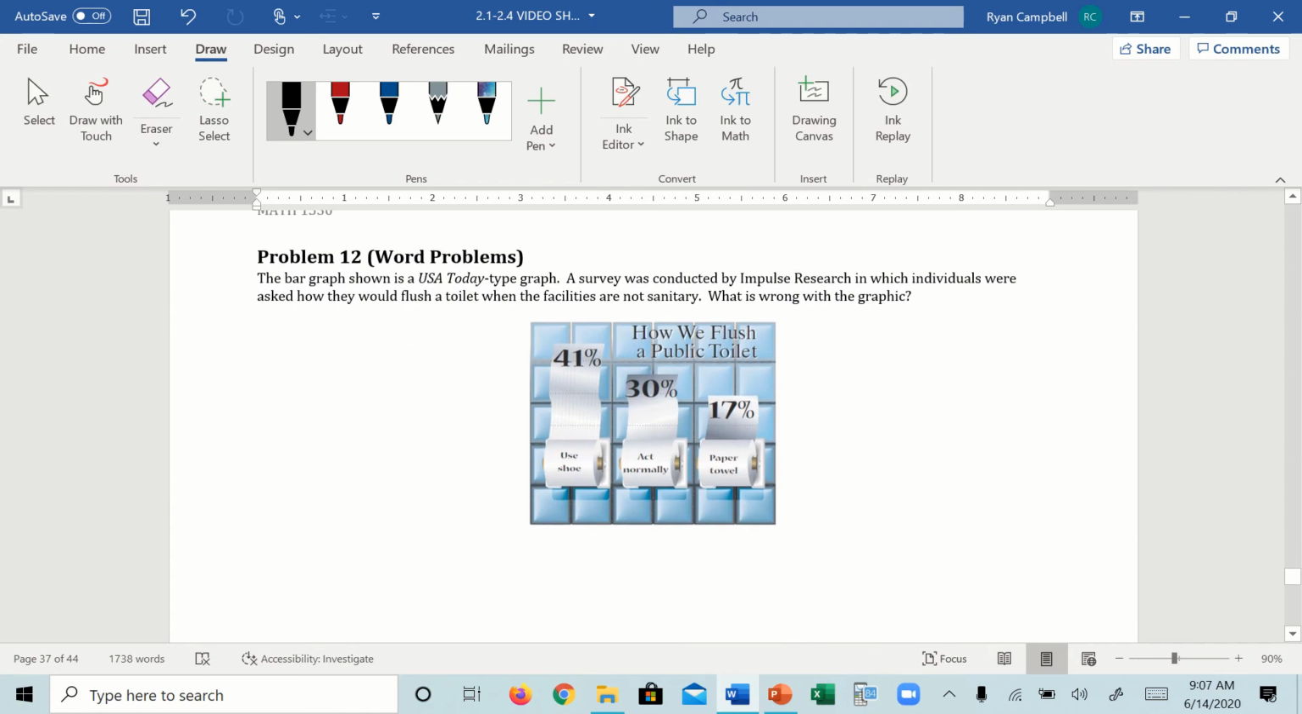Number 12, bar graph shown in the USA Today type graph. The survey was conducted by Pulse Research, in which individuals were asked how they would flush a toilet when facilities are not sanitary. What's wrong with this graph?